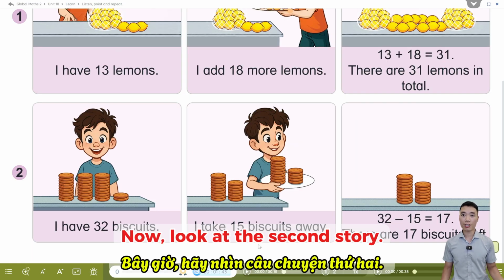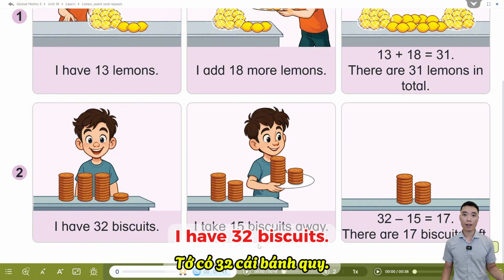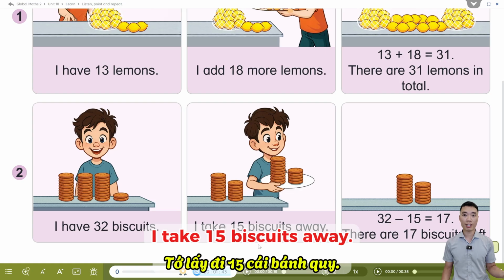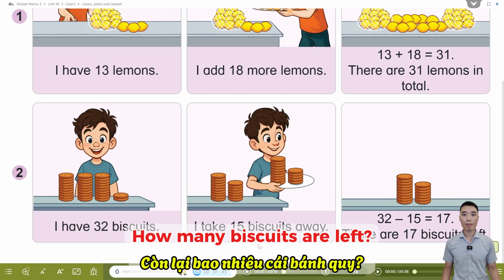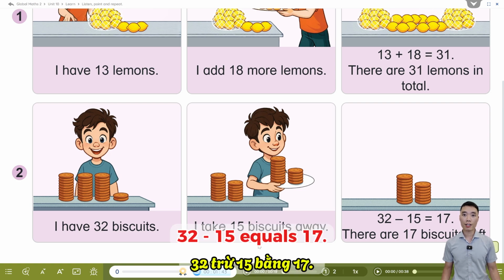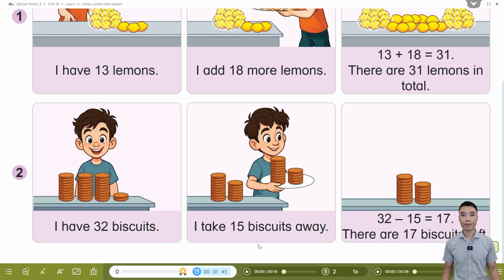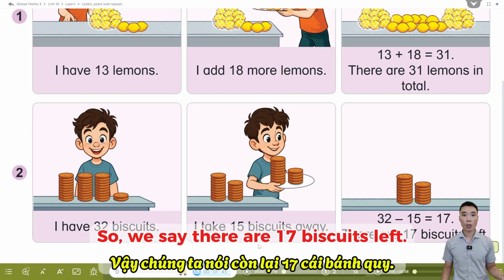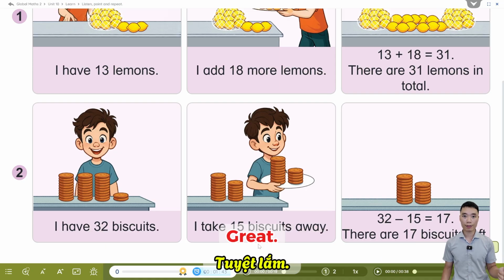Now look at the second story. I have 32 biscuits. I take 15 biscuits away. How many biscuits are left? We subtract. 32 minus 15 equals 17. So we say there are 17 biscuits left. Great!